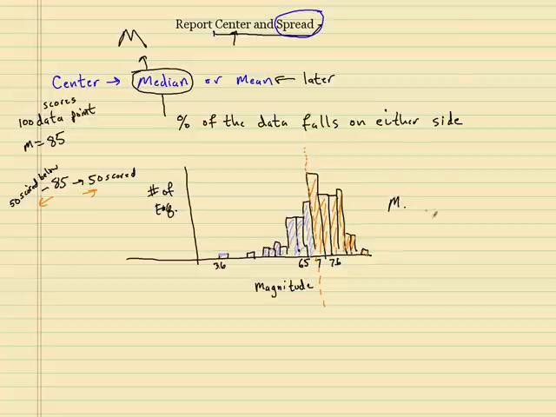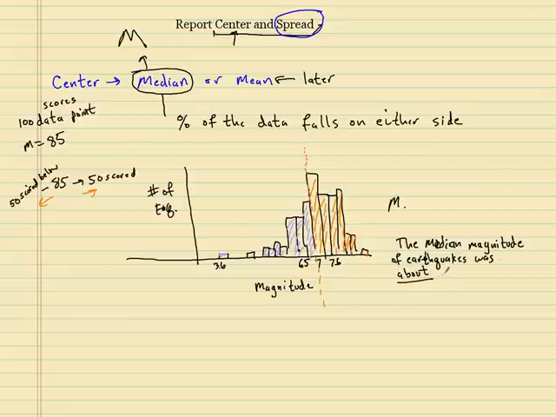If I was describing this, I would say the median magnitude of earthquakes was about, and use that weasel word, 7. I'm just describing this, so you wouldn't say the median is exactly 7. Just like the shape of this distribution, if it was me, I would say skewed left, slightly skewed left.